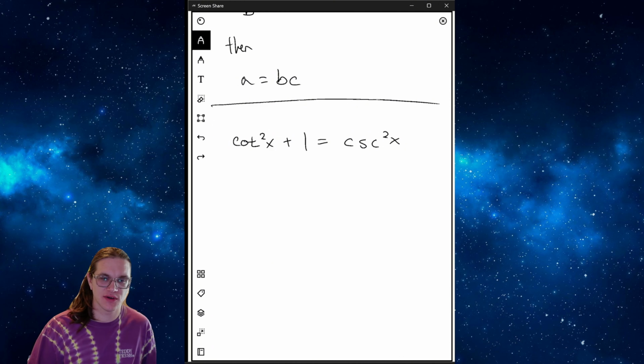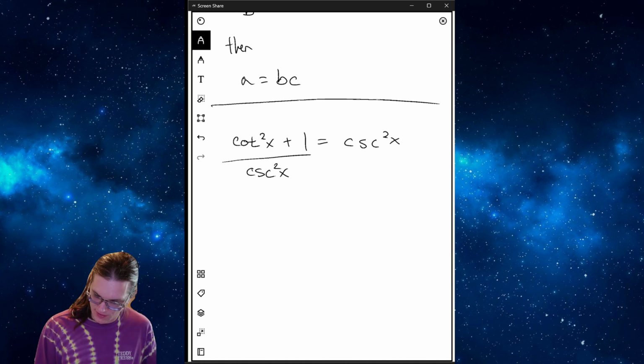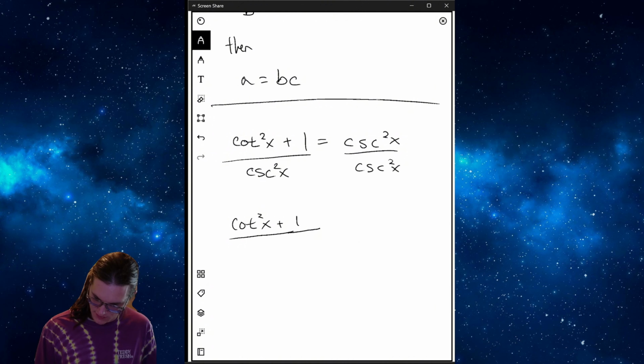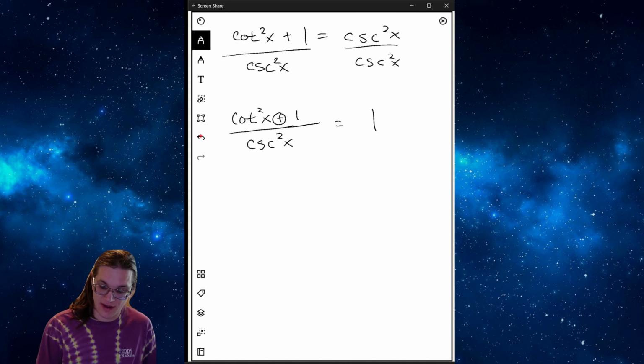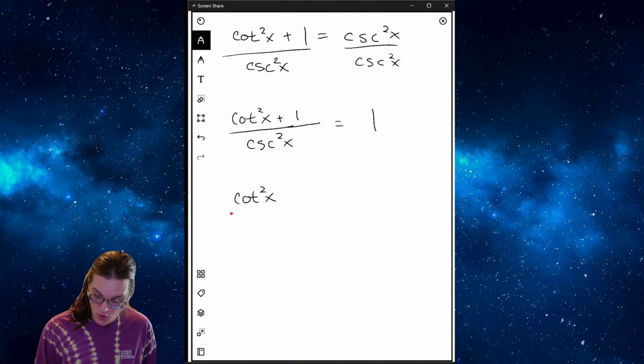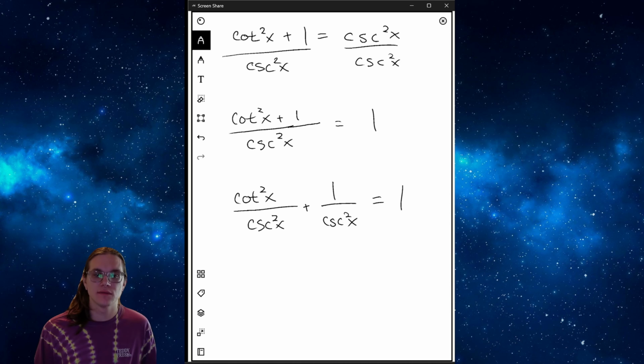So I can show that by saying, okay, look, I'll divide both sides by cosecant squared of x, which leaves us with cotangent squared of x over... here, I'll write out all the steps, right? And if you have a fraction like this, where the addition is happening on the top in the numerator, then you can split it. You can't do that if it's in the denominator, but you can do it if it's in the numerator. So I'll say cotangent squared of x over cosecant squared of x plus 1 over cosecant squared of x equals 1.